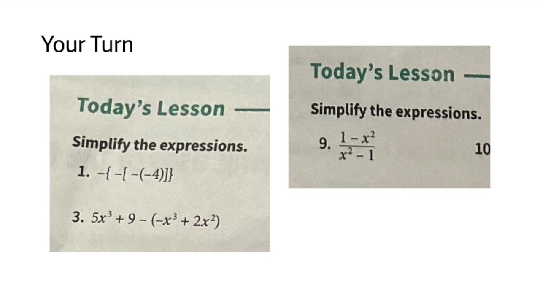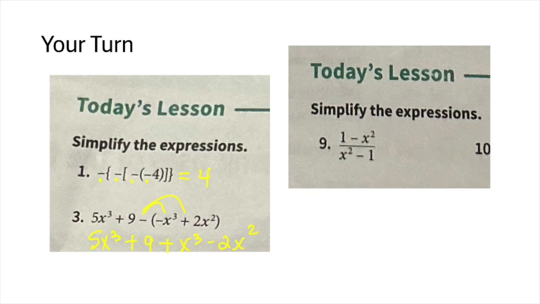All right, let's do number 1. I got 4 negatives. 1, 2, 3, 4. So it turns out to be just positive 4. Be very careful. This 9 is not what you're distributing. You are distributing the negative. So we will have 5x to the third plus 9 plus x cubed minus 2x squared.